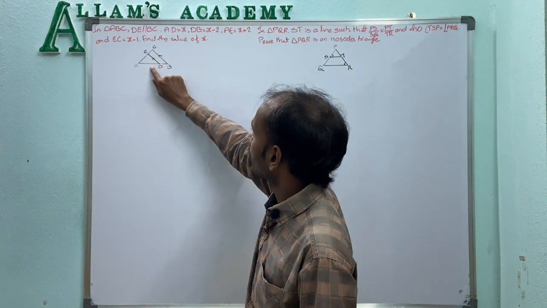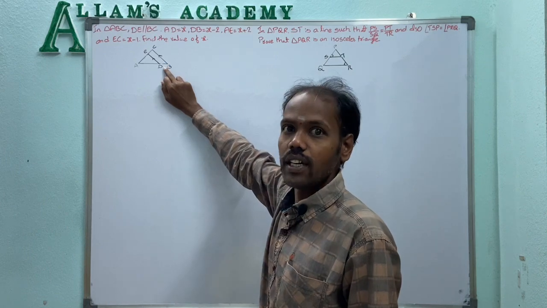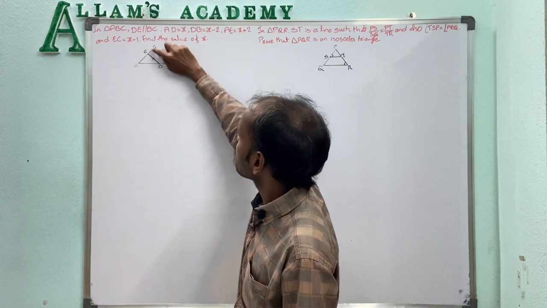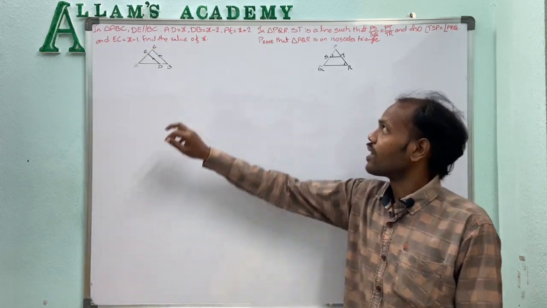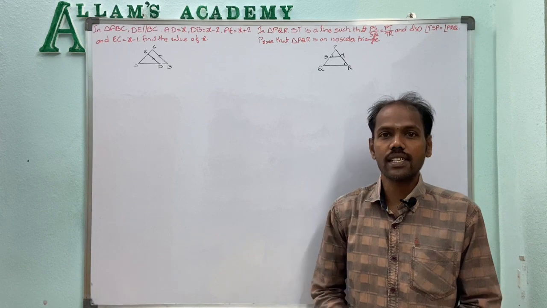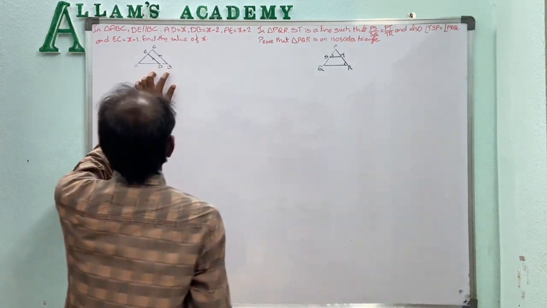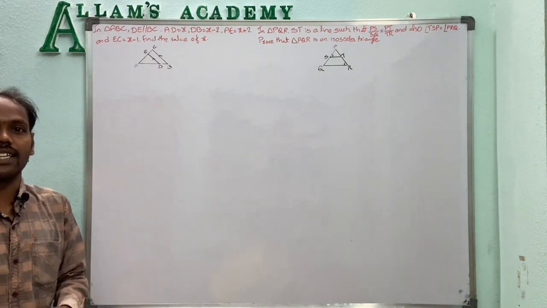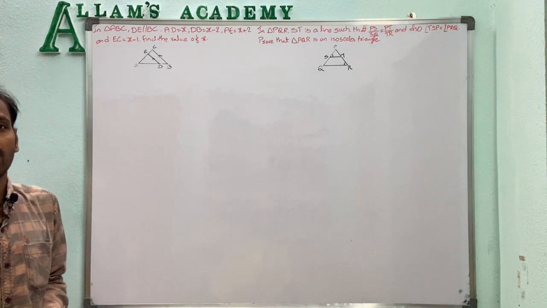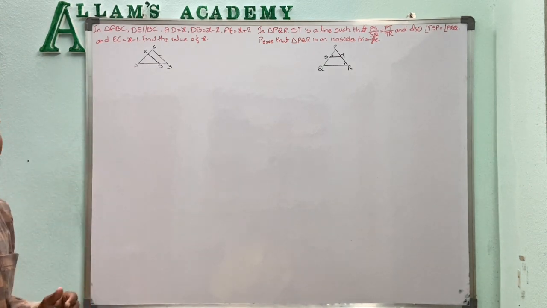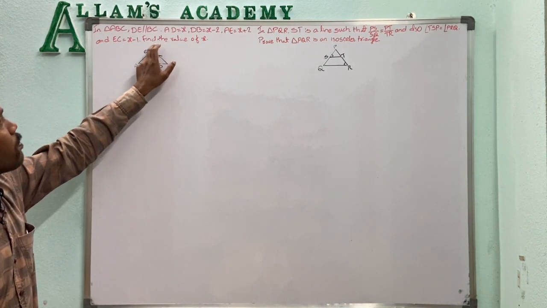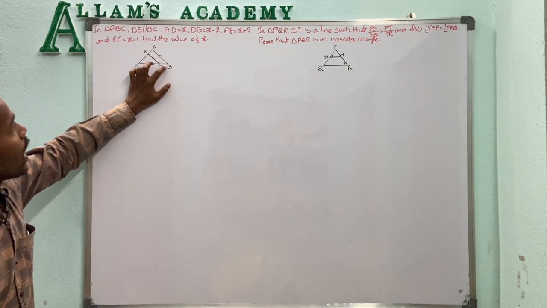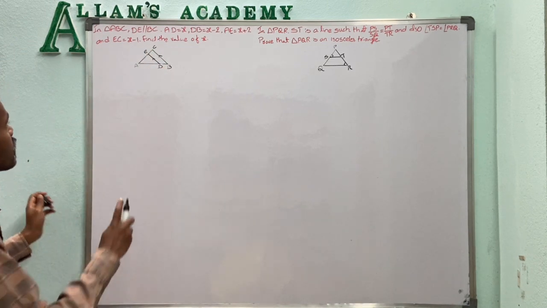AD equal to X, DB equal to X minus 2, AE equal to X plus 2 and EC equal to X minus 1. Then find the value of X. So in this the sides AD, DB, AE, EC lengths are given, we have to find the X value. If we observe the diagram, in triangle ABC, the line DE is parallel to BC, that is given.